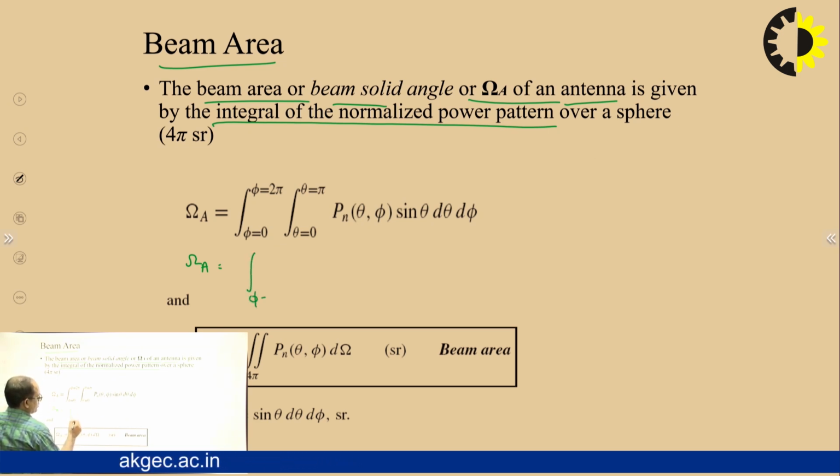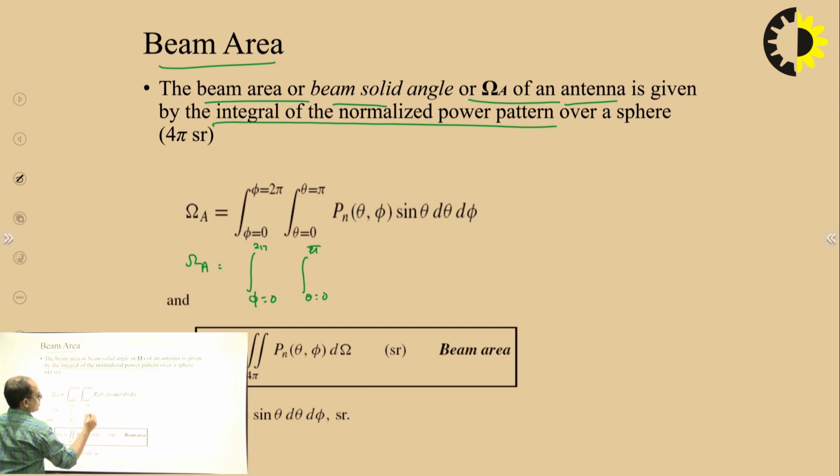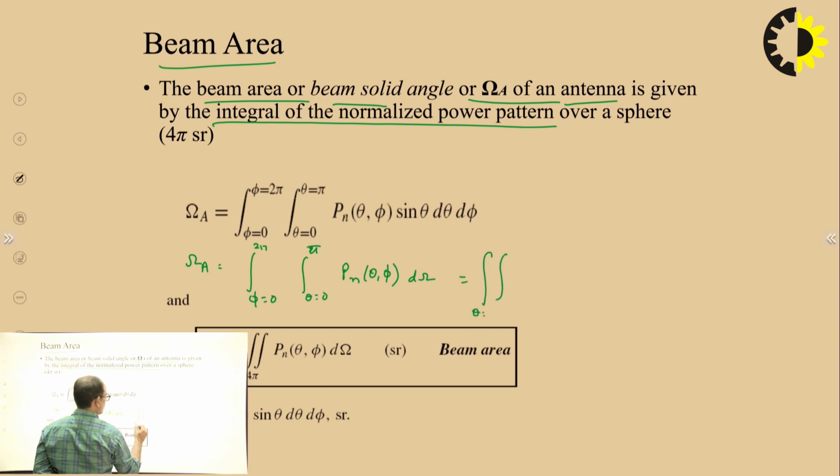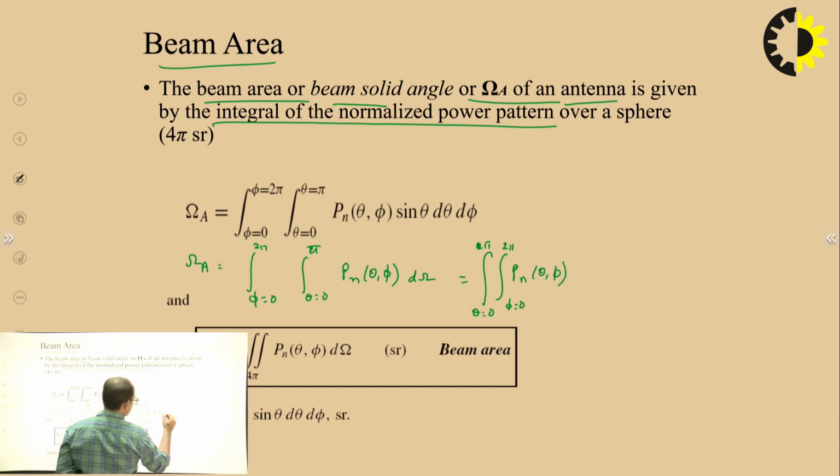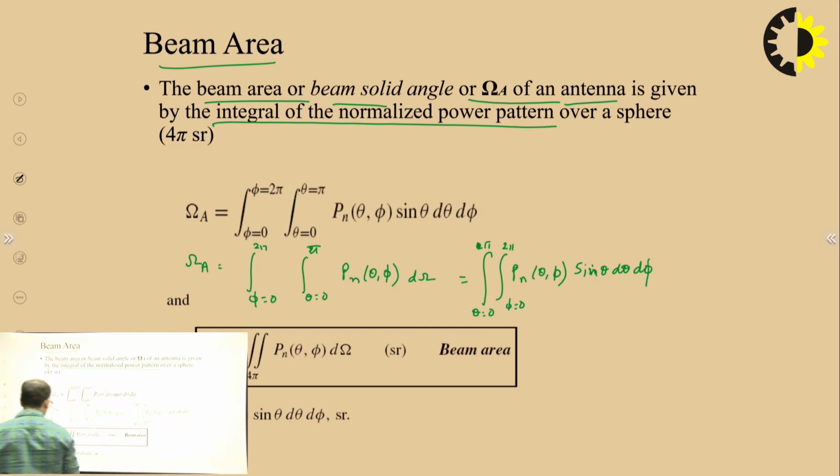we know that phi varies from 0 to 2 pi, theta varies from 0 to pi, and this is the normalized power of theta, phi into the solid angle. This can also be represented with theta varying from 0 to pi and phi varying from 0 to 2 pi, of the normalized power. Now the solid angle can also be presented as sin theta d theta d phi. Clear?